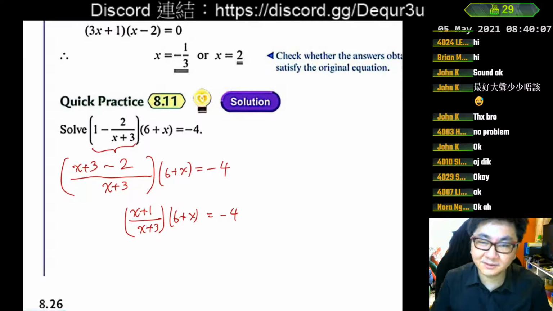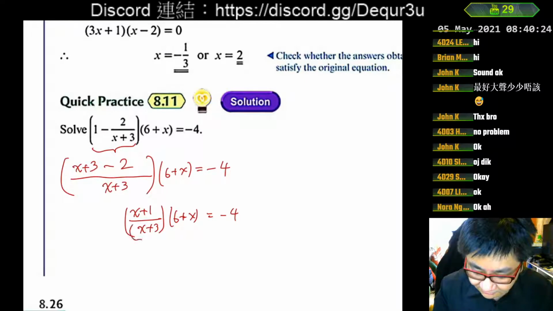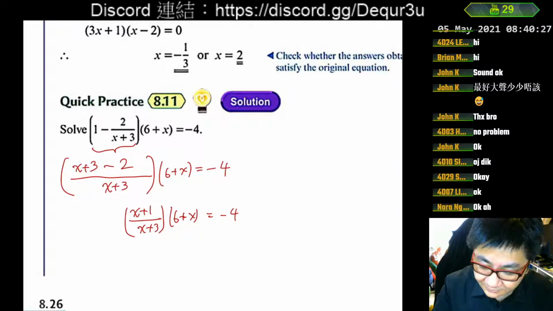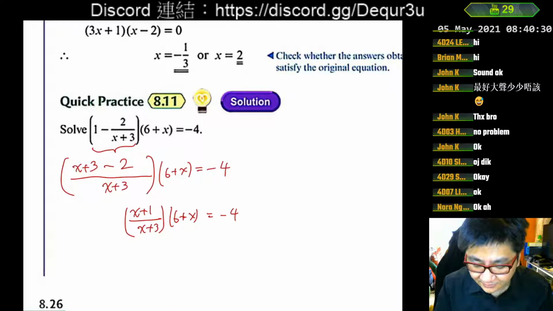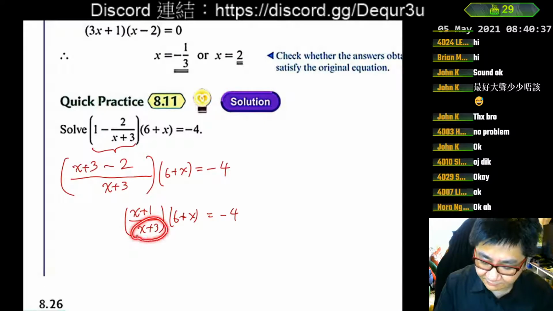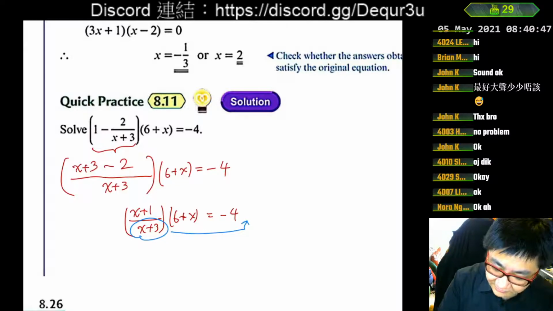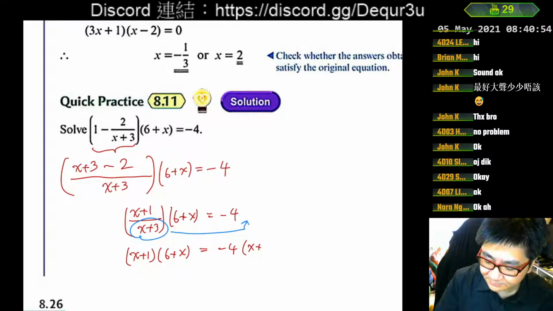And just as I said at the beginning, we always don't like denominator in an equation. Therefore, the next thing we do is remove the denominator. Why do we make common denominator first? Because we can remove it more easily. We can remove the denominator by moving it to the other side, multiply. Because this is a divide and then multiply, their order does not really matter, so we can move this to the other side. Then the left hand side becomes x plus 1 times 6 plus x, while the right hand side becomes -4 times x plus 3.